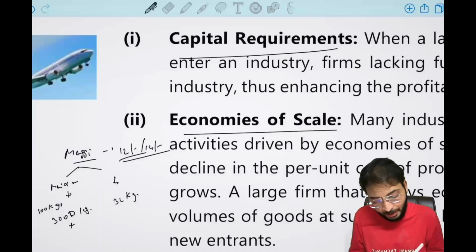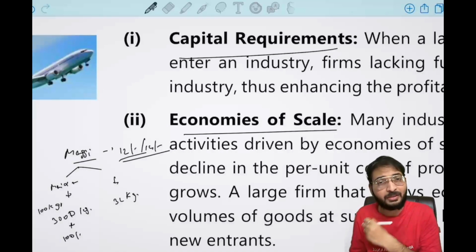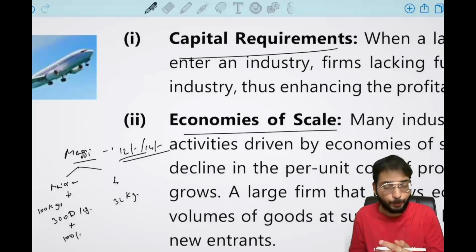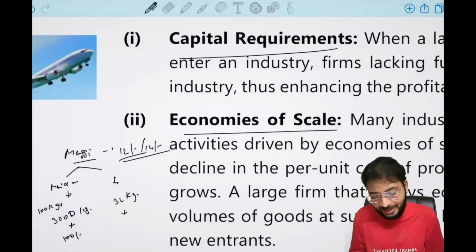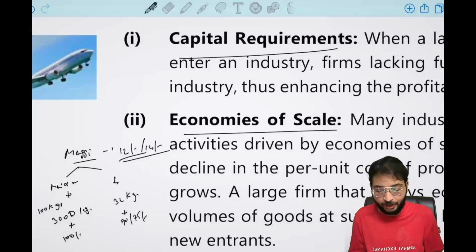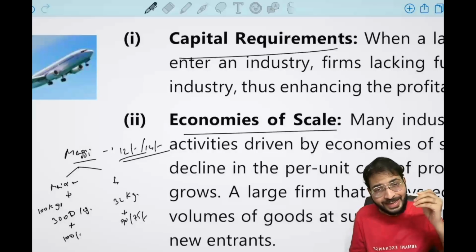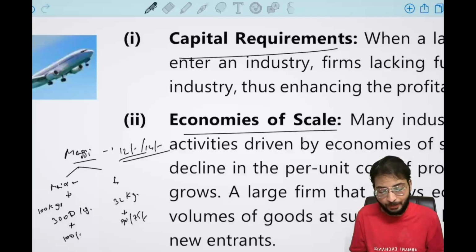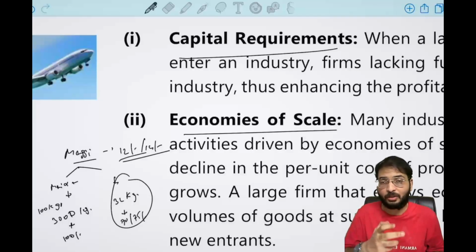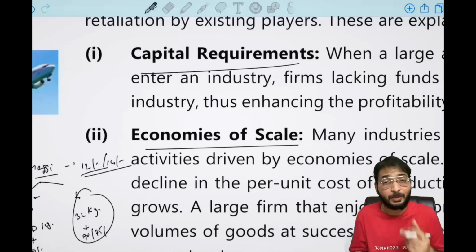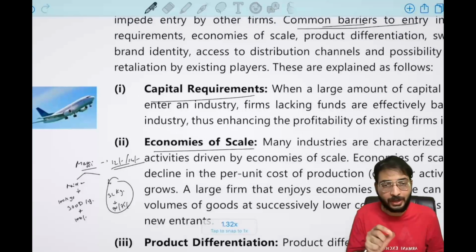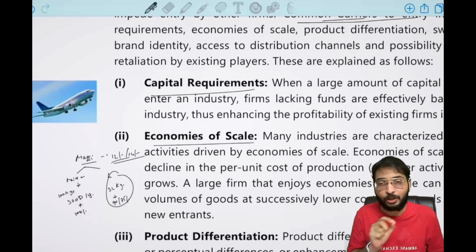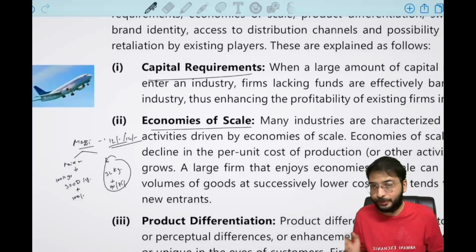Now, if they are providing you at 100 rupees per kg, do you think that Maggie will purchase at 100 rupees? No, why? Because they have a huge production. So they'll be purchasing at least at 70 or 75 rupees. In this way, at each and every production stage, Maggie will be reducing the cost. That is called as economies of scale. The larger the production, the lesser the price. So the new entrants will have a disadvantage of entering into that particular business because of economies of scale.